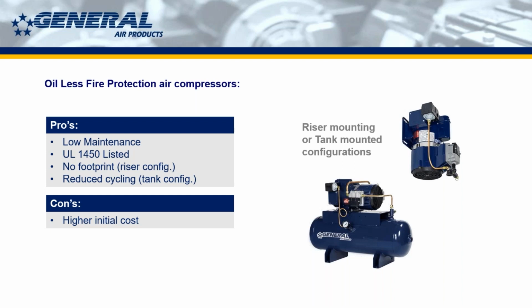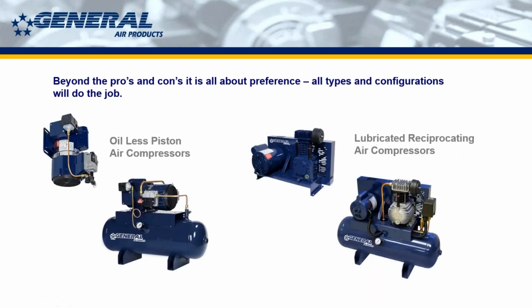Our oilless compressors are also 1450 VDUR listed, which is the fire sprinkler listing for air compressors. Riser configurations offer no footprints, and then there's reduced cycling by way of a tank mounted unit, and that also applies to the lubricated ones. Again, when we're talking about the same fill capacity, whether that's 125 gallons up to 1,200 gallons, the cost is going to be a little bit more, but the maintenance is a lot less. So that's how you weigh your options when it comes to those two types of compressors when you're installing.